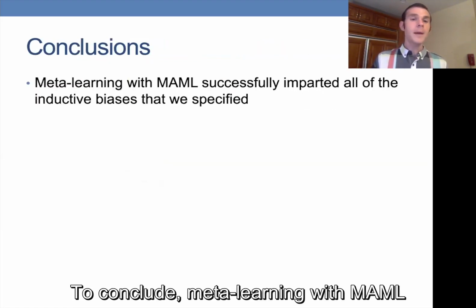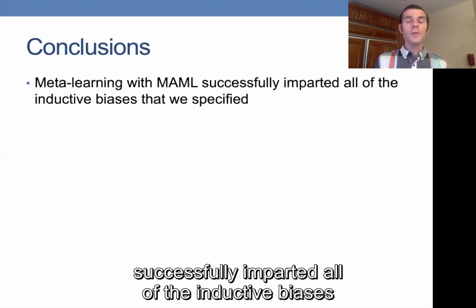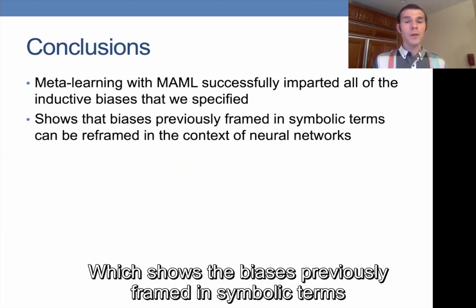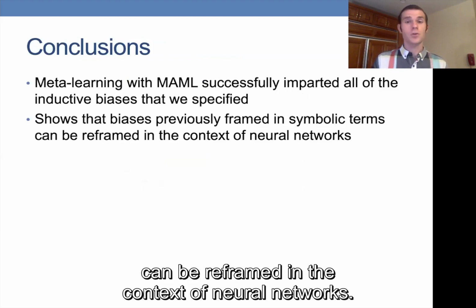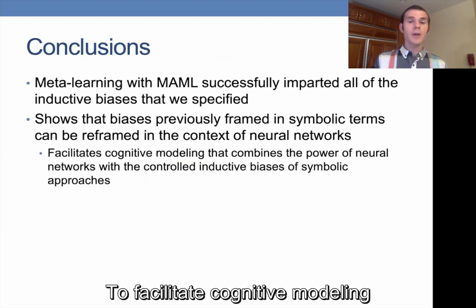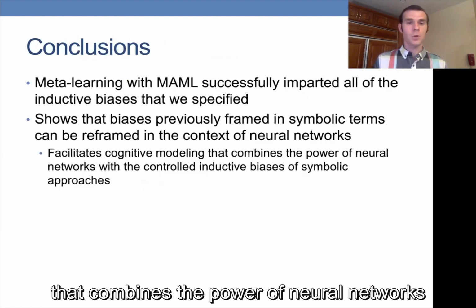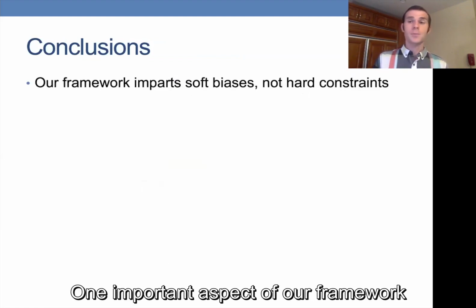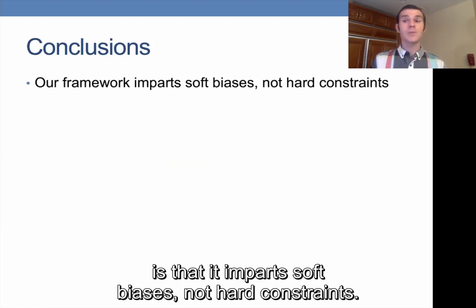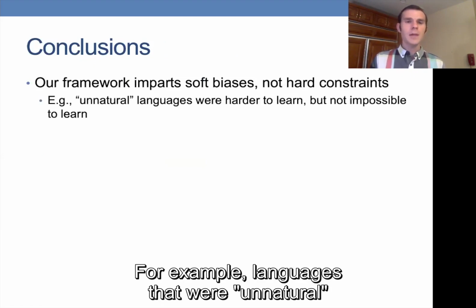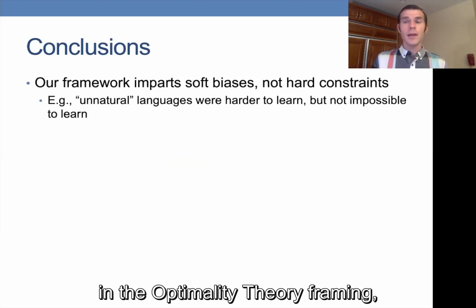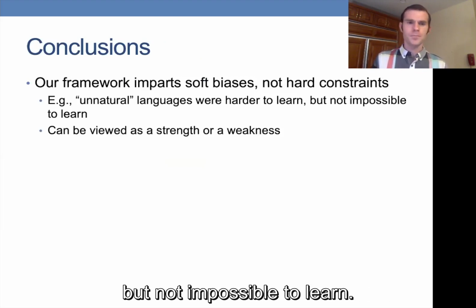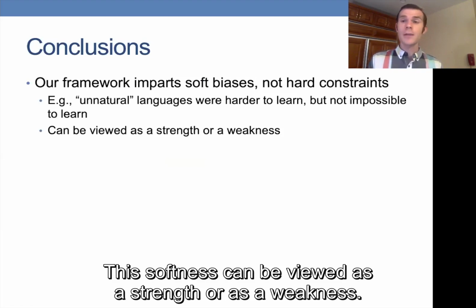To conclude, meta-learning with MAML successfully imparted all of the inductive biases that we specified, which shows that biases previously framed in symbolic terms can be reframed in the context of neural networks, to facilitate cognitive modeling that combines the power of neural networks with the controlled inductive biases of symbolic approaches. One important aspect of our framework is that it imparts soft biases, not hard constraints. For example, languages that were unnatural in the optimality theory framing were harder for our models to learn, but not impossible to learn. This softness can be viewed as a strength or as a weakness.